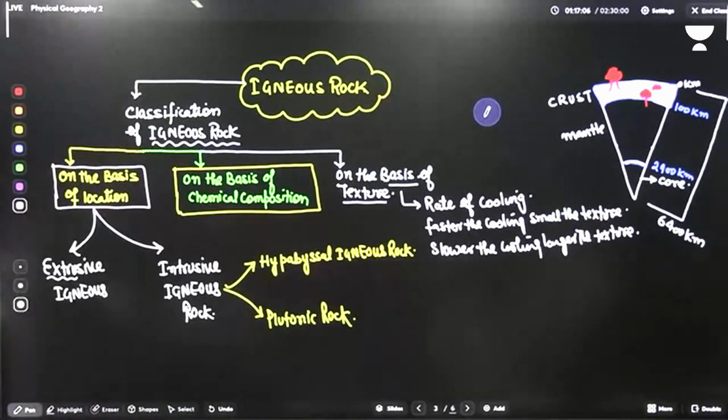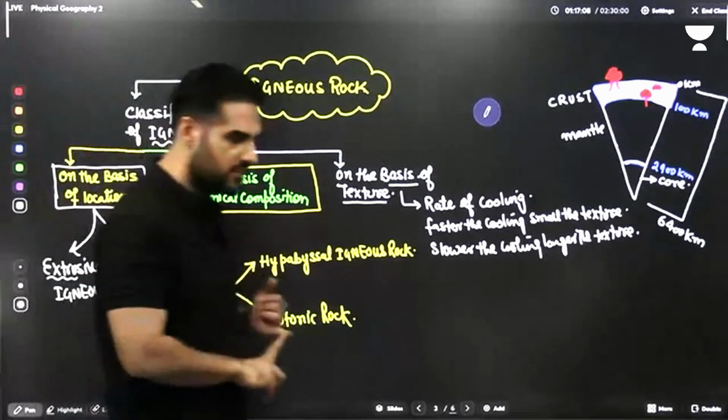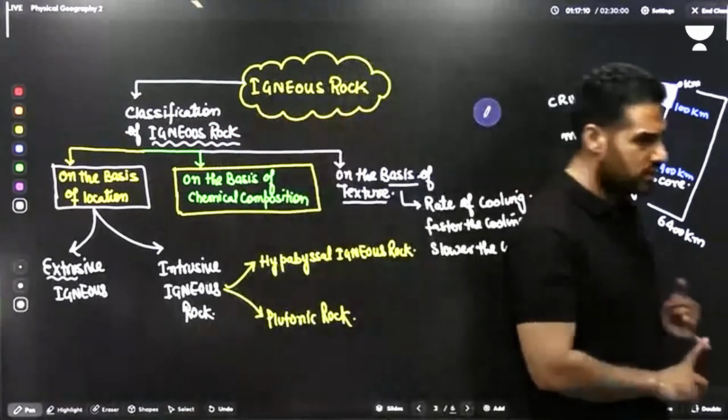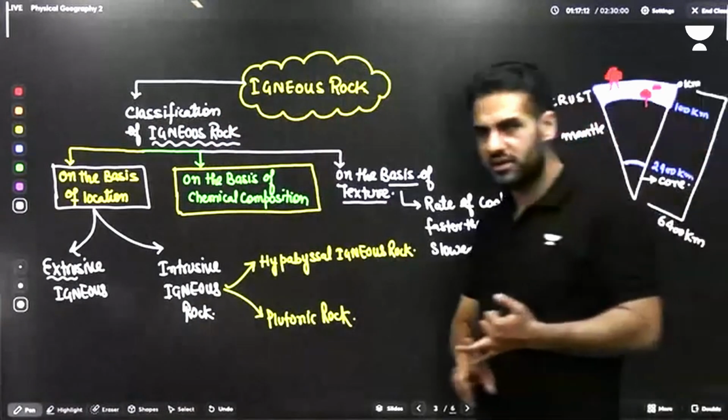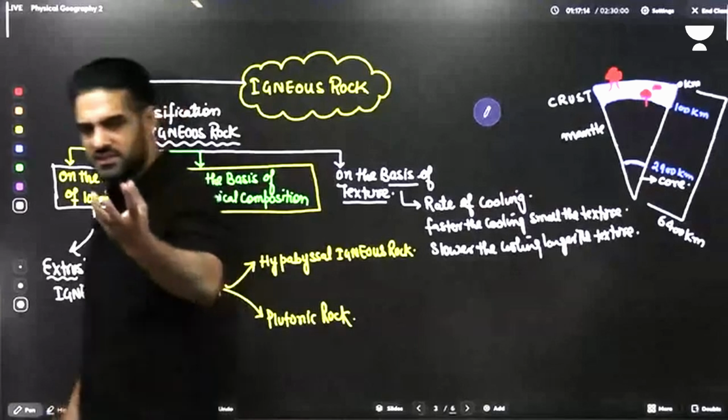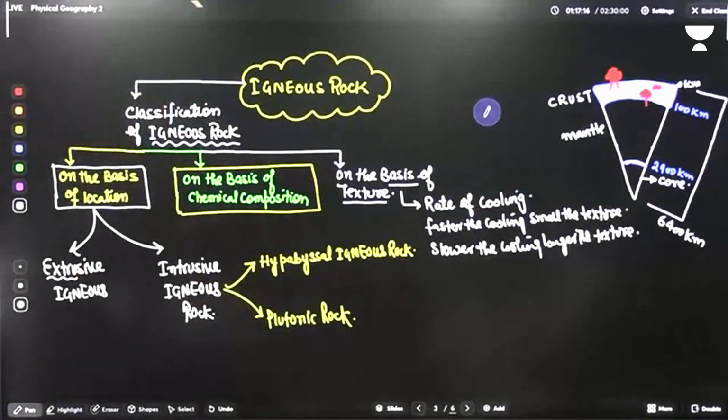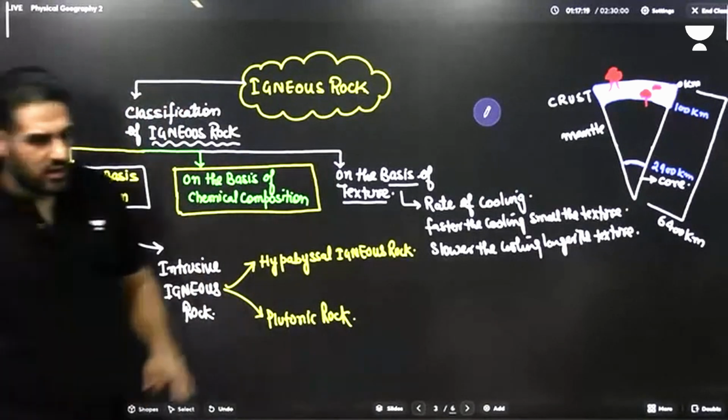Igneous rocks. Classification of the igneous rock is on the basis of location, on the basis of chemical composition, and on the basis of texture. चलिए easy सा उठाते हैं पहले. On the basis of texture.